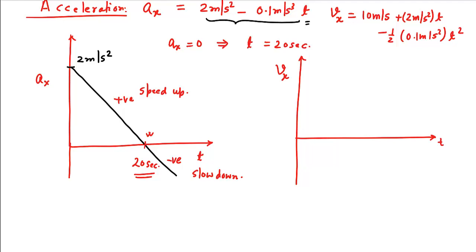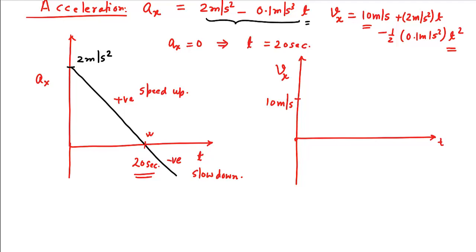Now what is the velocity at t equals 0? If you plug in t equals 0, you will find vx is 10 meter per second. Now what kind of graph is this? This is a graph of a parabola, as a function of t square.